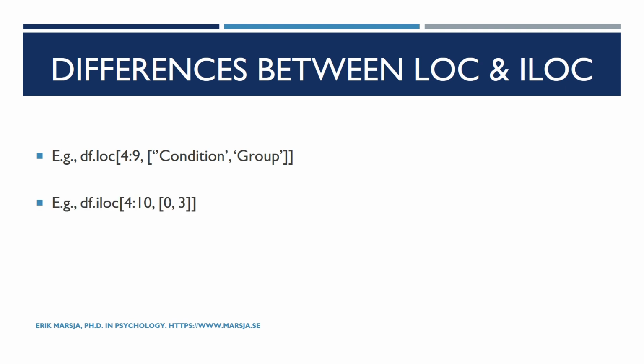iloc, on the other hand, gets rows or columns at a particular position in the index. So it only takes integers. So in this example, you will get the same output as if using loc, but you have to put in the column number. This is the first column, and this is the 4th column, right?